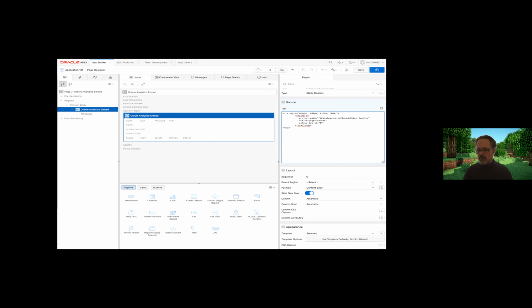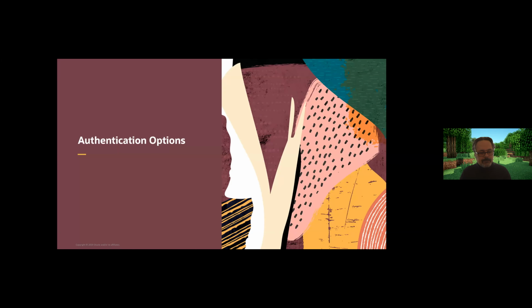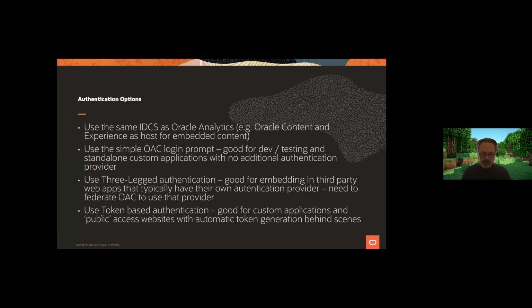Okay, so we've taken a look at how it's possible to embed analytic content into various environments, going from a simple HTML page all the way through to VBCS and Oracle Apex. But how do you log in to Oracle Analytics once you've done this embedding? This is a key part of the embedding story, so we have a number of options for authentication.